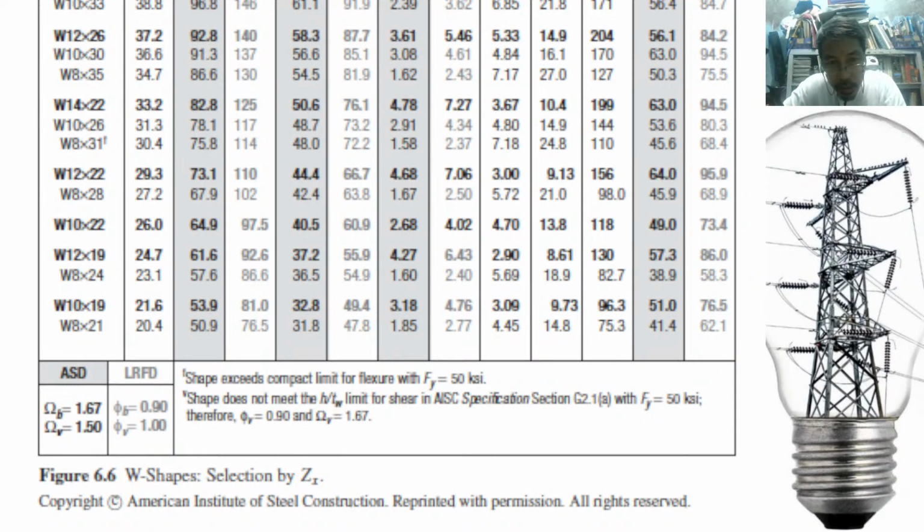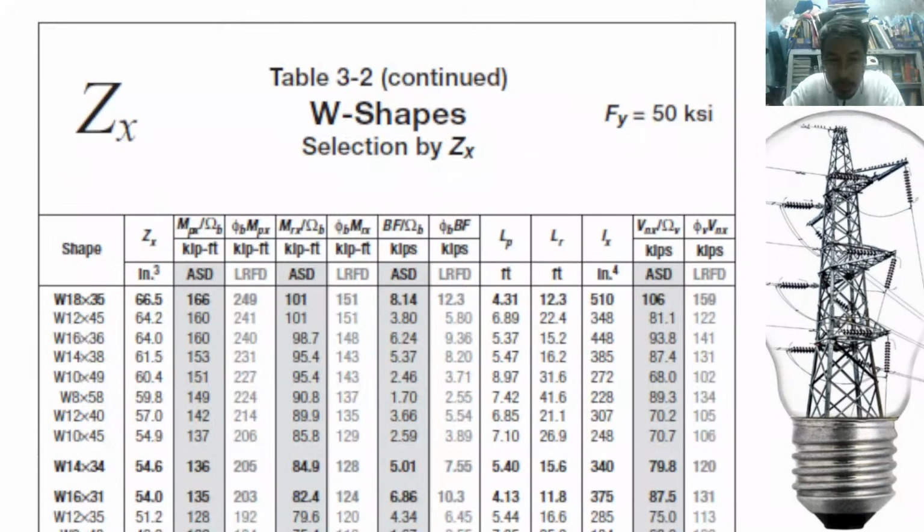So we can use this table and look for the part that we are going to use in the example, that is W10 by 45. As you can see, this is around the middle. So how many? 1, 2, 3, 4, 5, 6, 7, 8. On the 8th row, you can see W10 by 45.